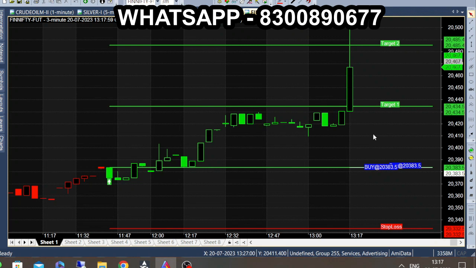Okay. In Finnifty, a buy call generated at 20,383. The first target is 434, a 50 point first target. The second target is 485, a 100 point second target. Both targets were achieved in a single candle, with sudden market momentum. So it broke out both targets. Like this, today in Finnifty also a call generated and achieved the target.